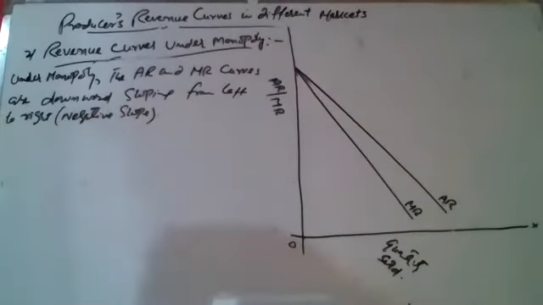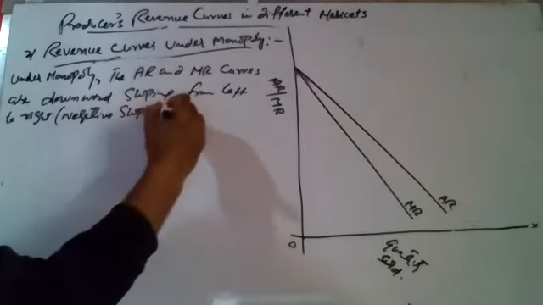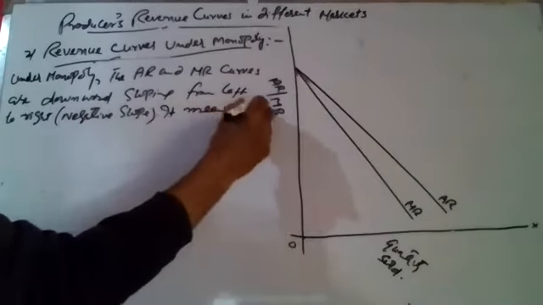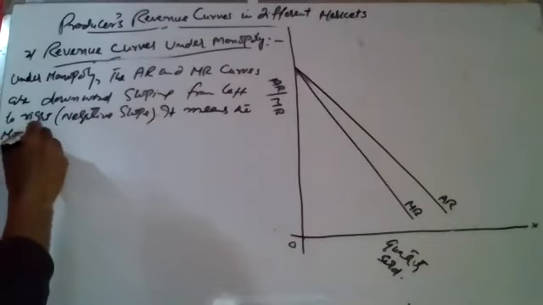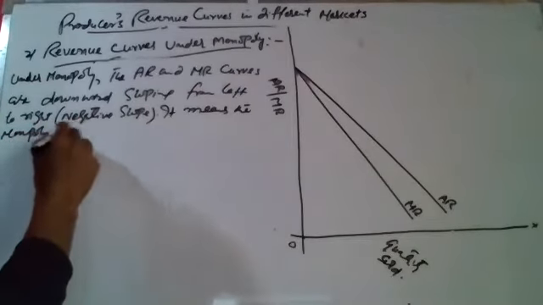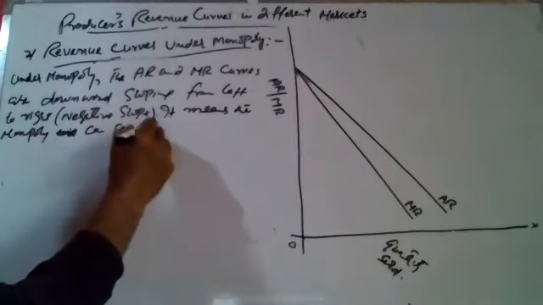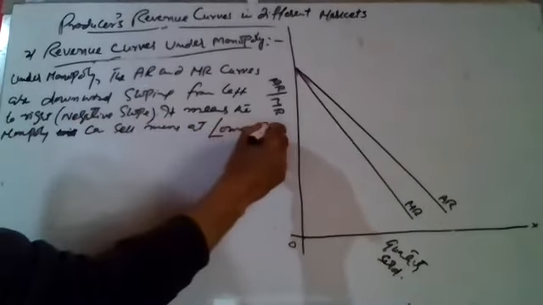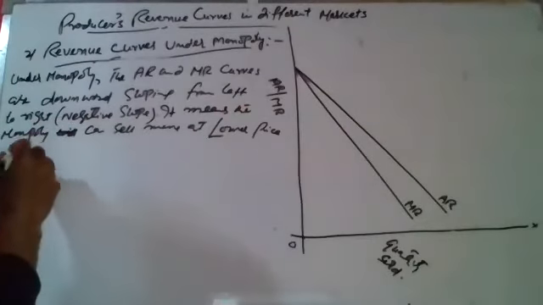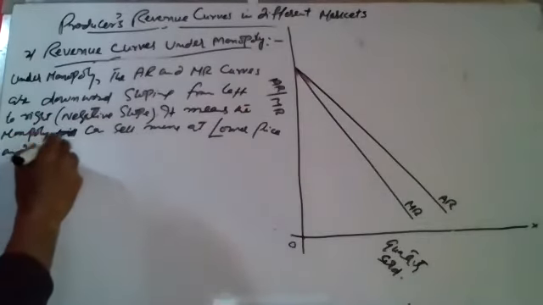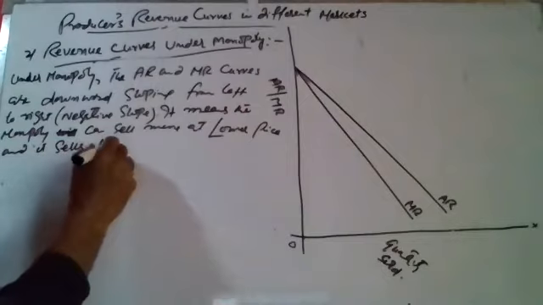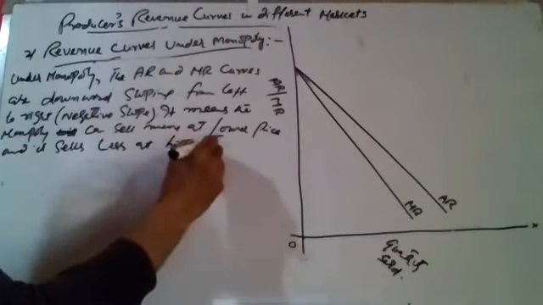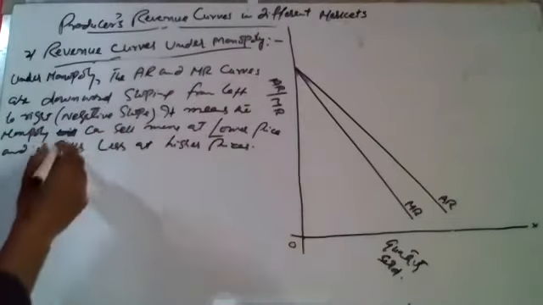Okay? It means the monopoly can sell more at lower prices, and it sells less at higher prices.